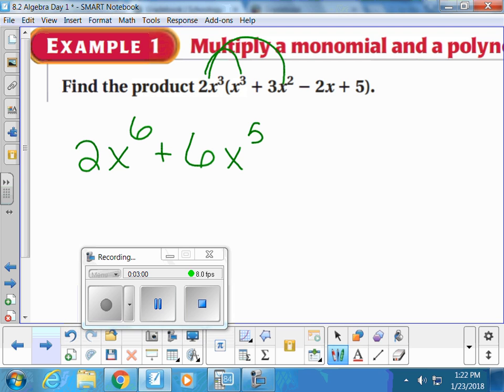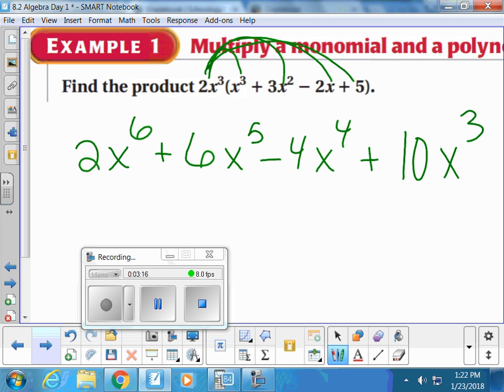Okay, let's draw our third rainbow. What's 2x to the third times negative 2x? Good. And then our last matchup, 2x to the third plus 5, 10x to the third. So there's no special name for something with 4 terms like our answer has, but we can identify the degree. What's the degree? 6. 6 is the highest power that we see, okay?